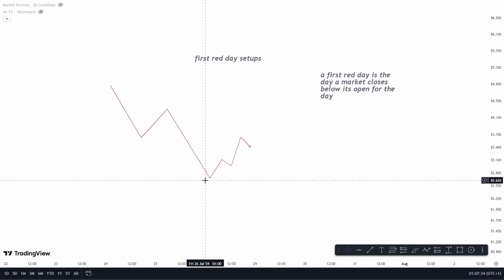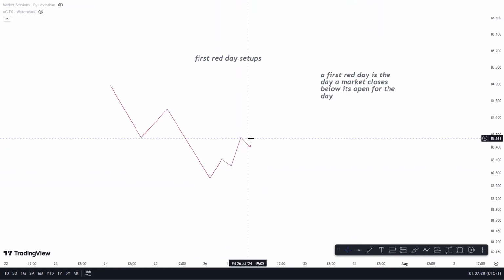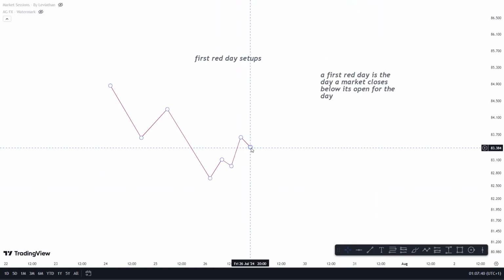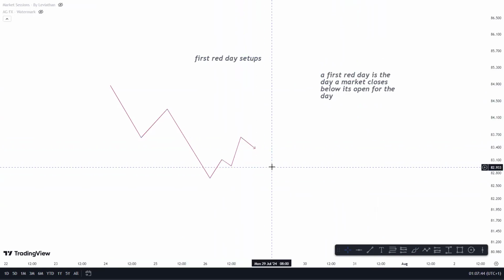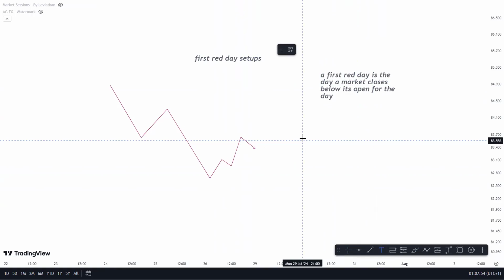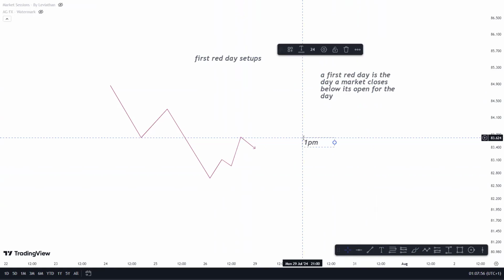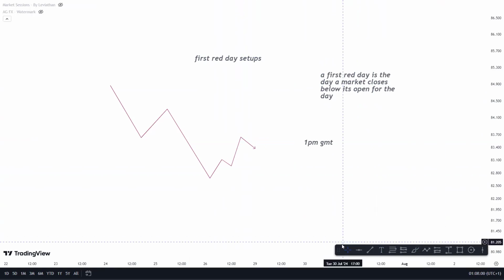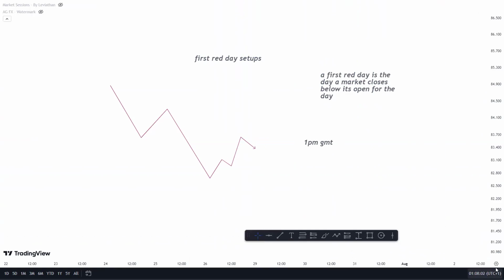Now I want to see a pump day before the first red day, where the market has been green, right? And then we have a first red day. So once I have a first red day, I look for sells. I want to trade during the New York session. I start looking at my chart from the start of the New York session. When is that? That is 1 p.m. GMT.